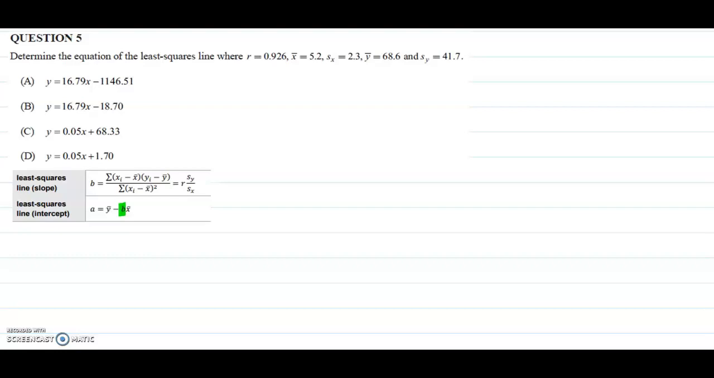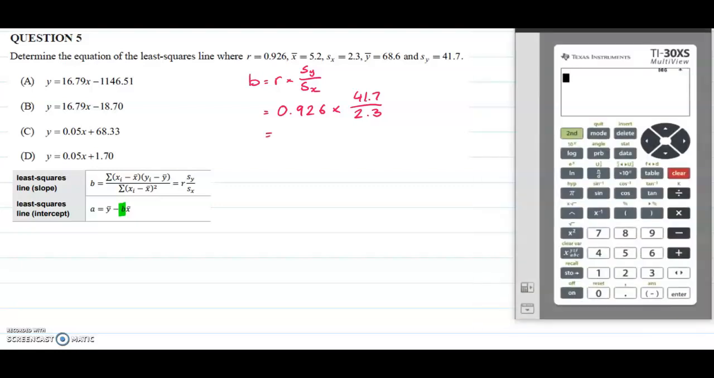So first of all, in order to find B, we need to substitute in R and multiply that by the standard deviation of Y over the standard deviation of X. In this case, R is 0.926, and we're multiplying that by 41.7 divided by 2.3. Okay, let's bring up our calculator and have a look at that.